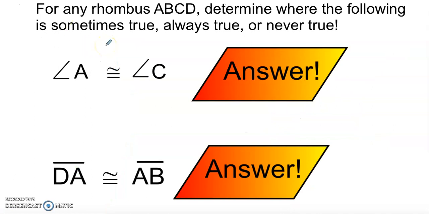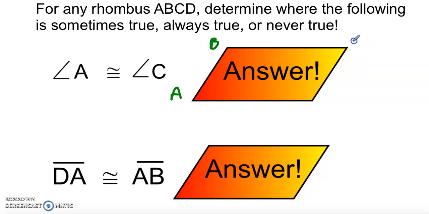Okay, so a couple of questions here. So a rhombus, any rhombus ABCD, determine whether or not the following is sometimes true, always true, or never true. So these are one of my favorite types of questions and ones that sometimes students will struggle with. The easiest way for me to do that is just make a rhombus. I'll just use the one that's right here.